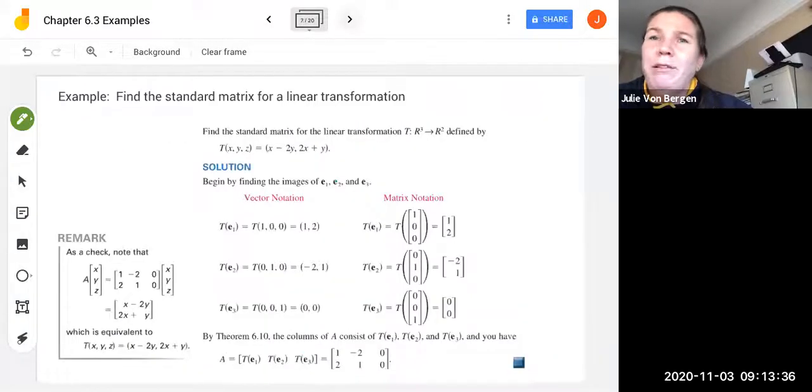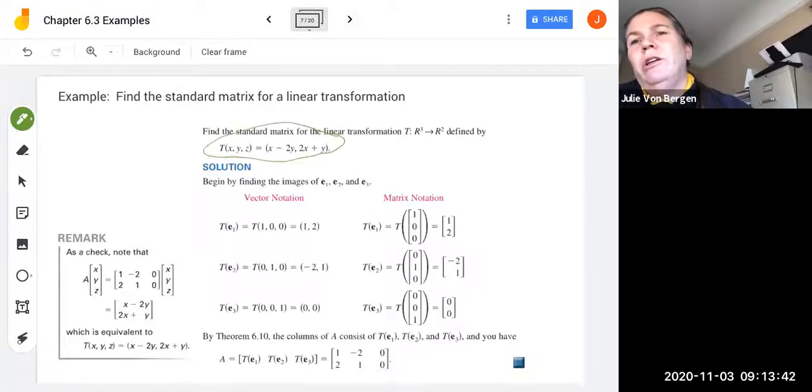So let's take a look at a couple examples here. In this first example, we're going to find the standard matrix for this linear transformation in R3. T maps R3 to R2. So the linear function here is T of x, y, z equals x minus 2y in the first component of R2, and then 2x plus y in the second component of R2.